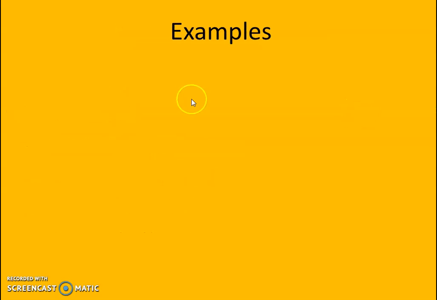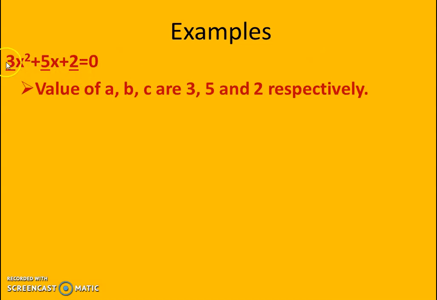Let's see some examples of quadratic equations. So here the first equation is 3x square plus 5x plus 2. Here the coefficient of x square is 3, the coefficient of x is 5, and the constant term is 2. So we can say the value of a is 3, the value of b is 5, and c is 2.